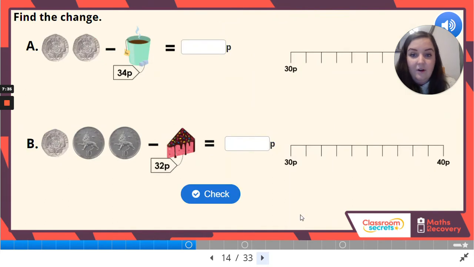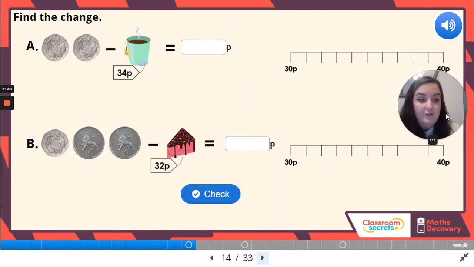And here, if you pause the video, have a go at these yourself. There are some number lines here to help you. You've got to add the total there to find out how much they've paid with. Take away the cost of the cup of tea, 34, and then how much change are you going to get back? Here, again, add the totals up, so there are 3 coins to add. Take away the cost of this yummy cake, which is 32p. How much are you left with? You'll have to find 34 on the number line and then jump up and see how much you're left with.